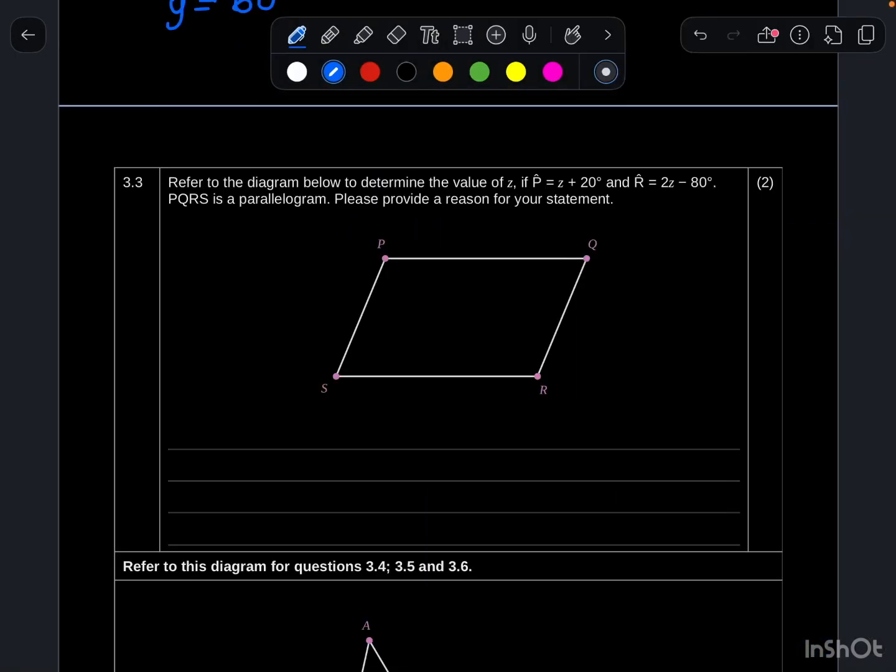Question 3.3, refer to the diagram below to determine the value of z if angle P is z plus 20 degrees and angle R is 2z minus 80 degrees. PQRS is a parallelogram. Please provide a reason for your statement. Okay, so in a parallelogram, we know that opposite angles are equal. So that is our reason. Opposite angles of a parallelogram are equal.